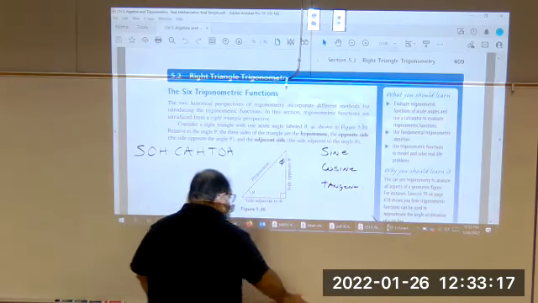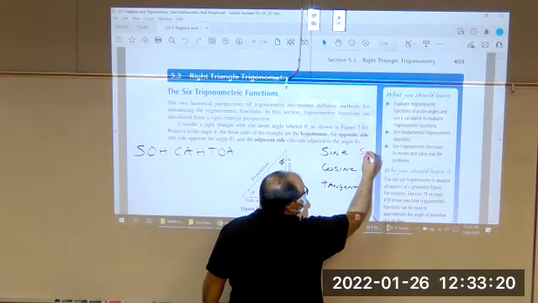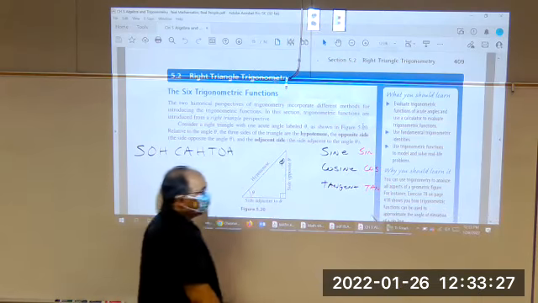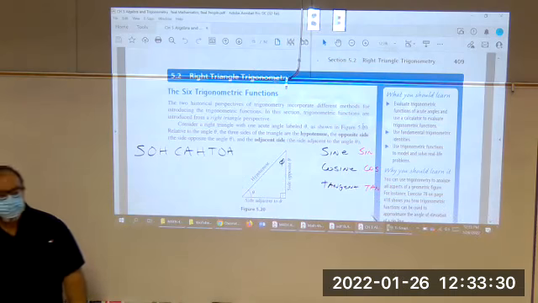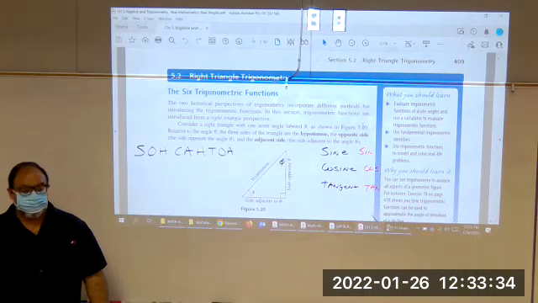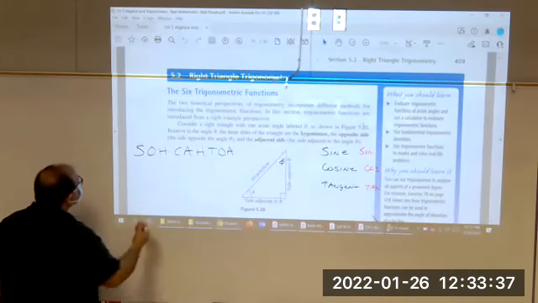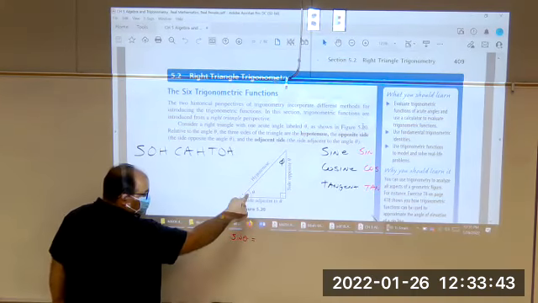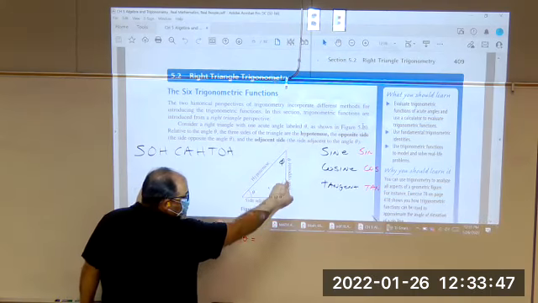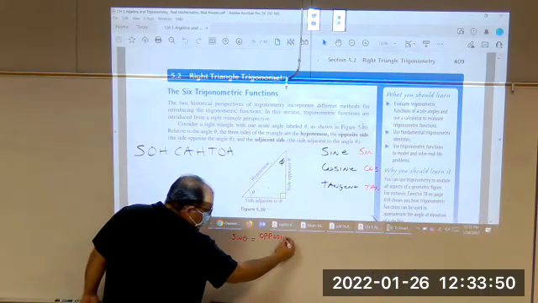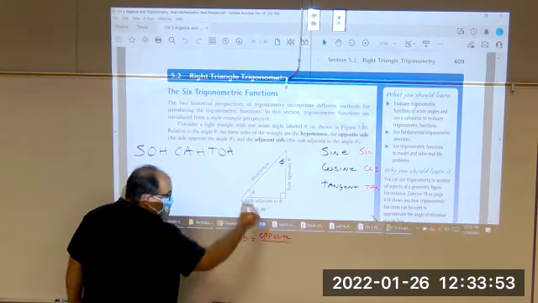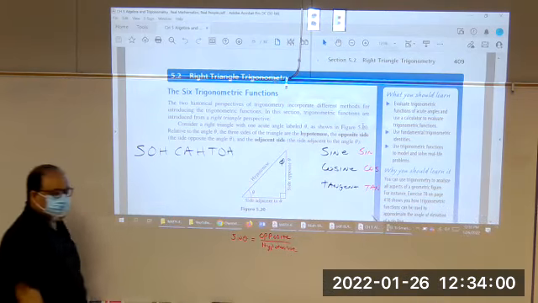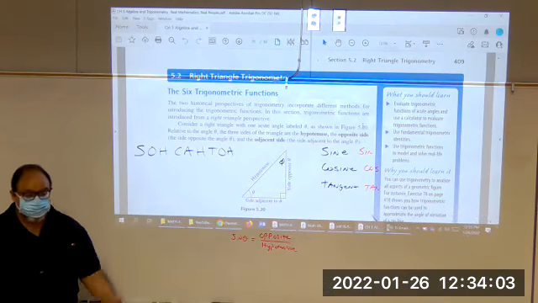Now, when we actually write these, sine is going to be abbreviated S-I-N, cosine is C-O-S, tangent would be T-A-N. The sine of an angle is defined as follows: the sine of this angle theta is the opposite side divided by the length of the hypotenuse. It's the length of the opposite side divided by the length of the hypotenuse.